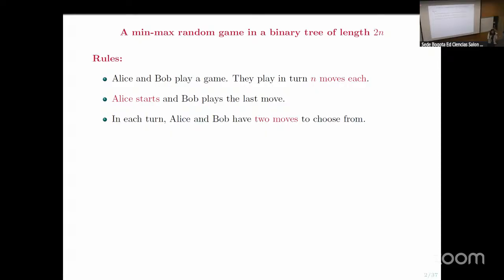Okay, so there are 2 moves for each of the players, and in each move there are 2 possibilities. The outcome of the game is determined by the exact sequence of moves of both players. What does it mean? It means that you need to know exactly the full history of the 2 players to say what is the outcome of the game.